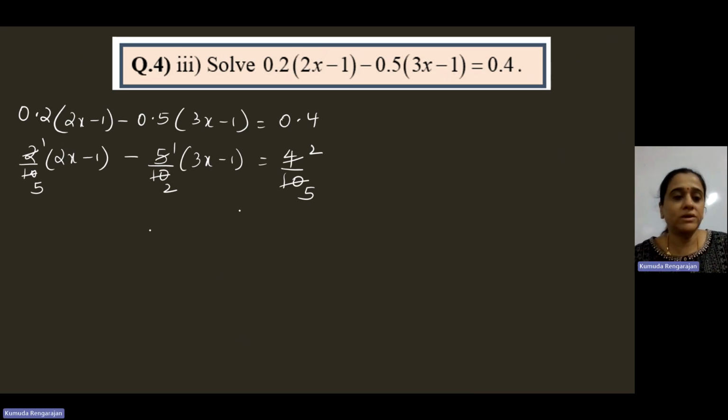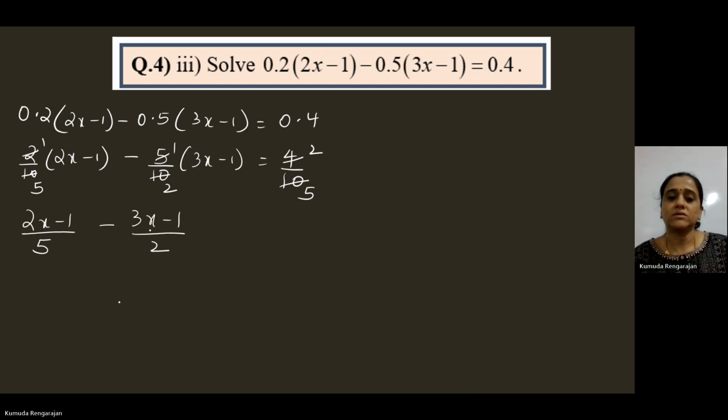Now what are the denominators you have? This is 2x minus 1 by 5, because 1 into 2x minus 1 is 2x minus 1, and 1 into anything is the same thing. So that's nothing but 2x minus 1 by 5, minus 3x minus 1 by 2, is equal to 2 by 5.